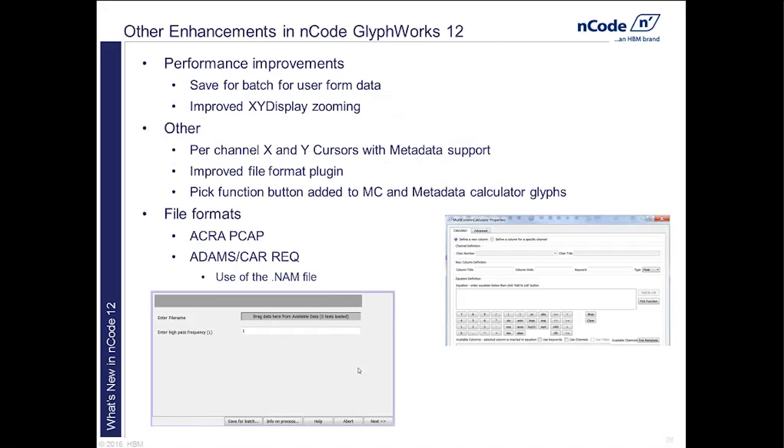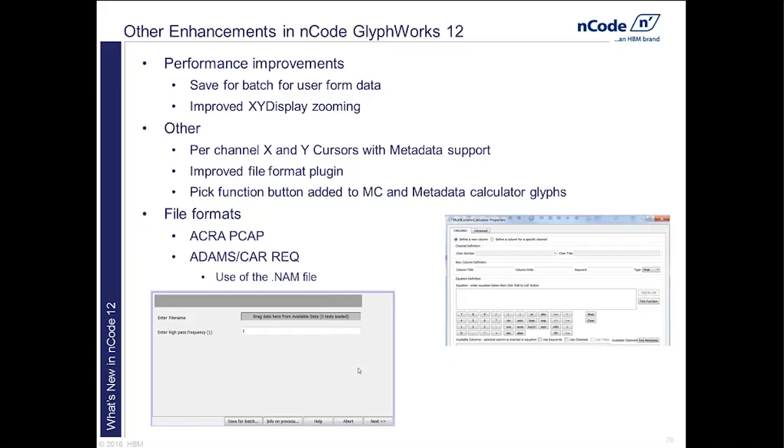Some other changes to GlyphWorks 12. We've made some performance improvements. Now you can save for batch from the user form instead of from the main menu. If you've set your own user form up with multiple values, you can set those values and then save that process from that point. Those values you've set in your user form get set in the script and written out for batch. This allows you to set just the values you have defined in your user form as being important and get those dropped out in the script, instead of all of the values that would be possible to output.